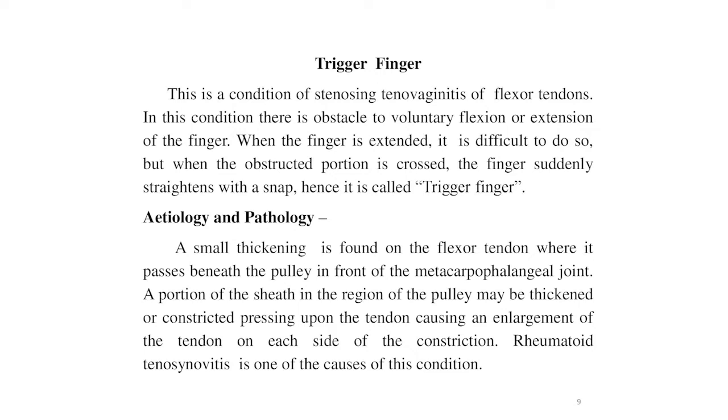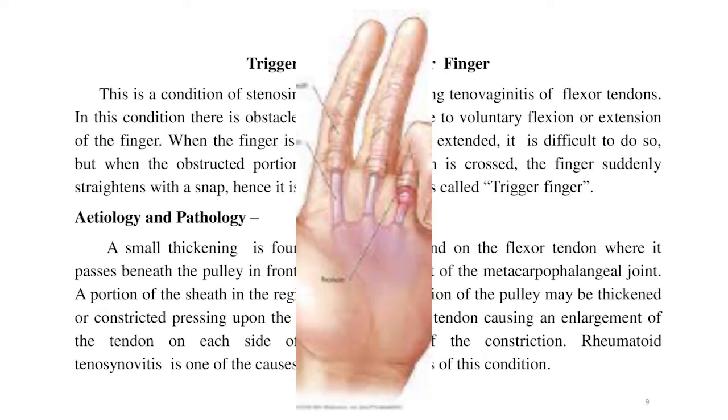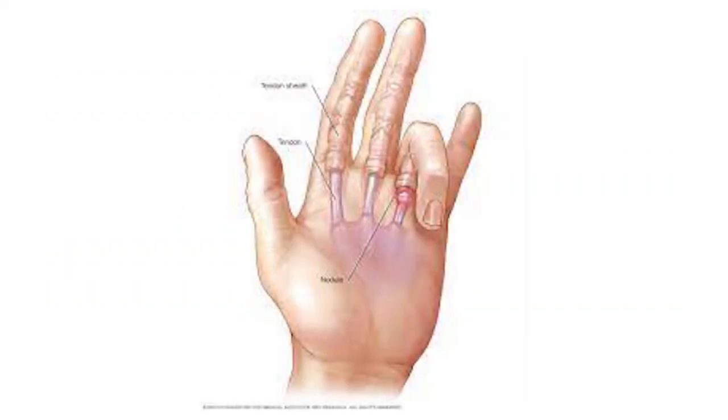Etiology and pathology of this condition: a small thickening is found on the flexor tendon where it passes beneath the pulley in front of the metacarpophalangeal joint. A portion of sheath in the region of the pulley may be thickened or constricted, pressing upon the tendon, causing an enlargement of the tendon on each side of the constriction. Rheumatoid tenosynovitis is one of the causes of this condition. Dear students, here is the image showing the trigger finger clearly.